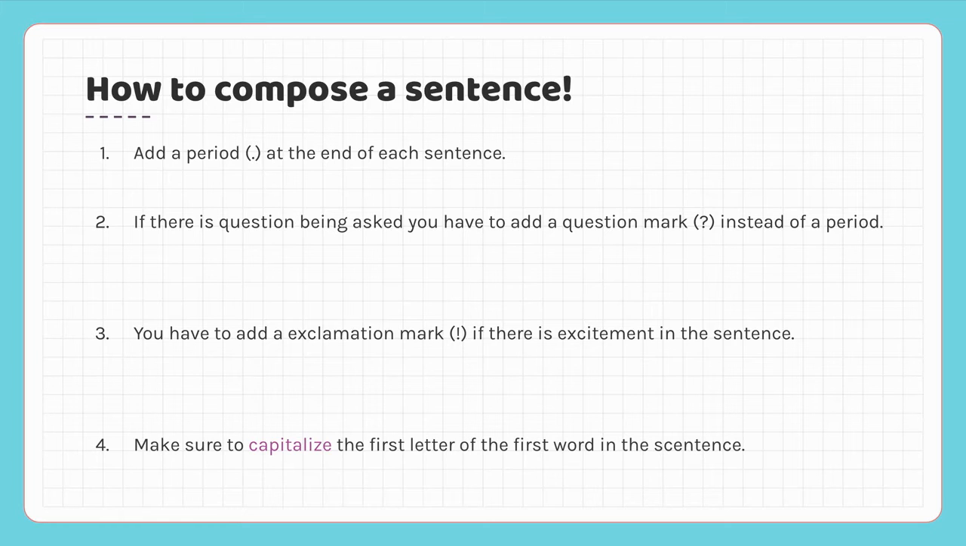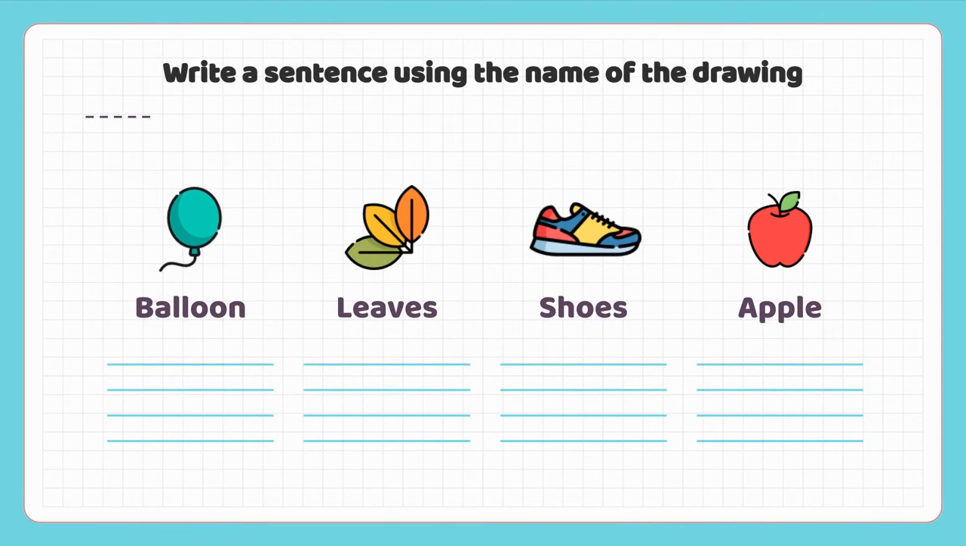This is what a period looks like. This is what a question mark looks like. And this is what an exclamation mark looks like. Write a sentence using the name of each drawing. Pause the video here and see if you can write some possibilities.